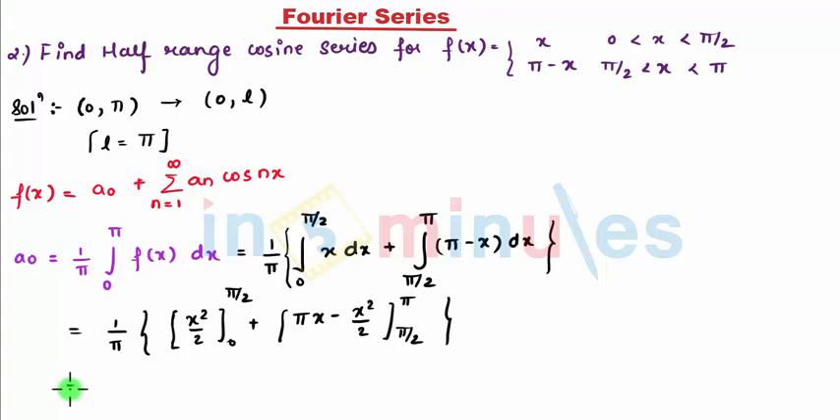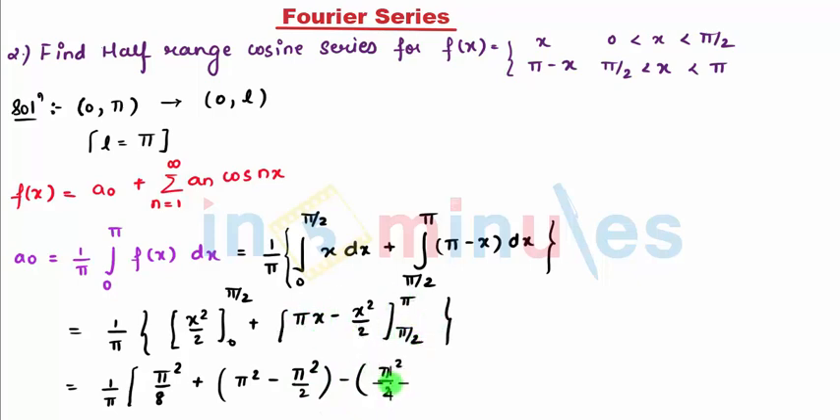When you substitute, you get 1 upon pi. When you put pi by 2 here, that comes pi square by 4, so pi square by 8 will be your answer. When you put 0, that doesn't matter, 0 is 0. Then plus, putting the upper limit, I get pi square minus pi square divided by 2, minus your lower limit, which will be pi by 2. So that comes pi square by 2 minus pi square by 8. Finally, after solving this, I get pi by 4 as my a0.